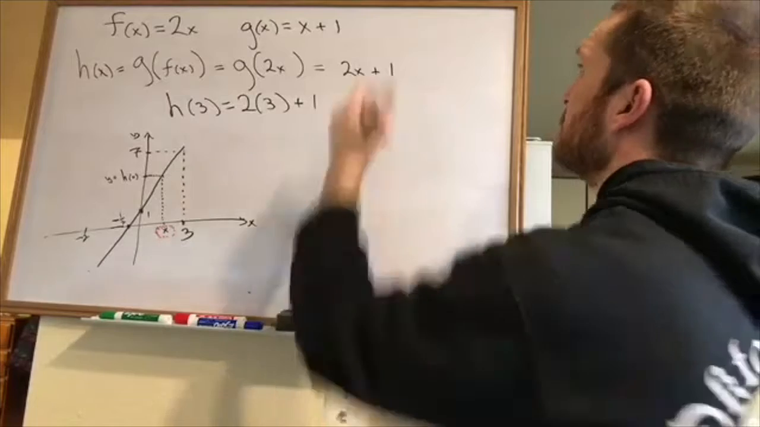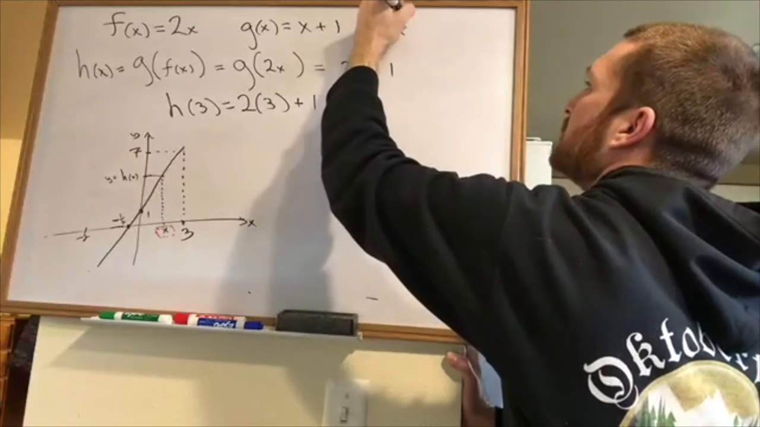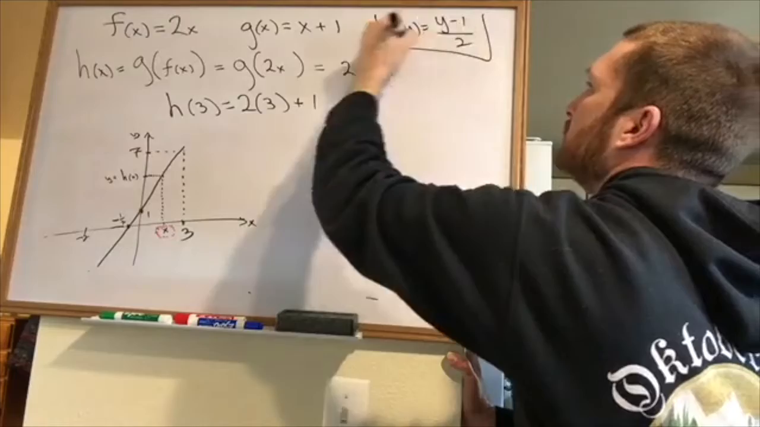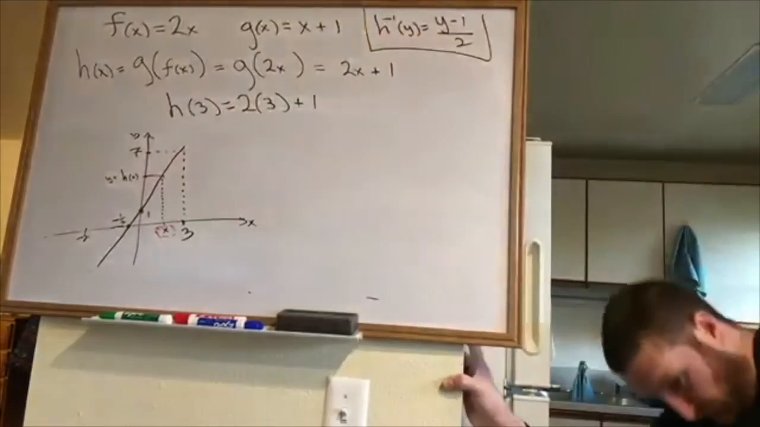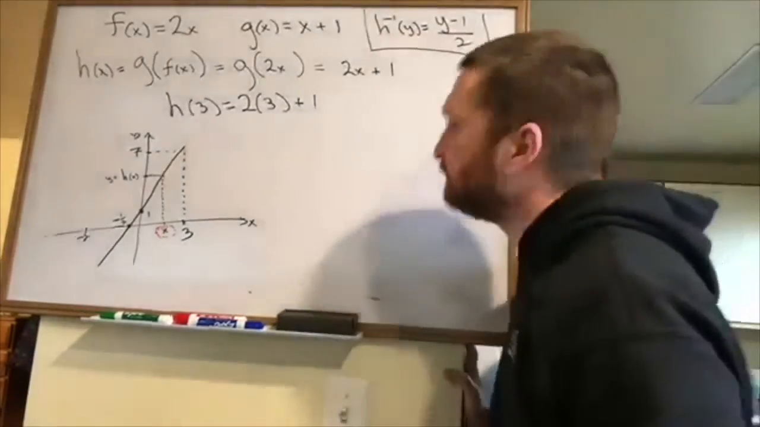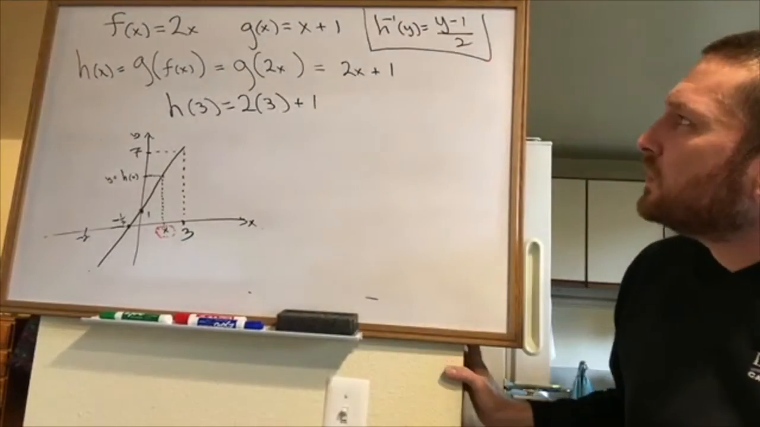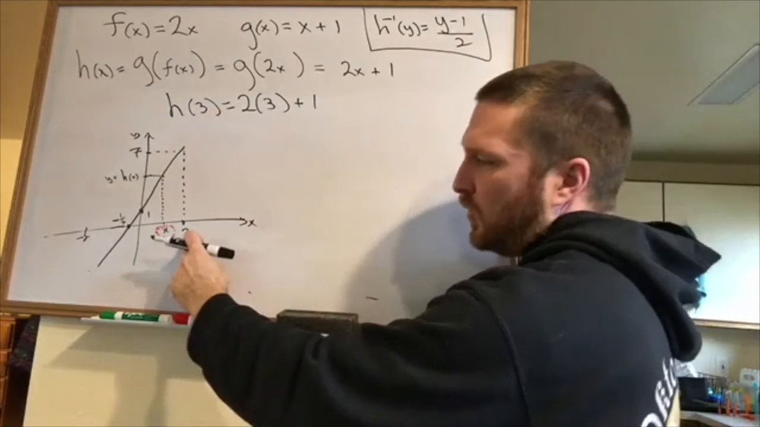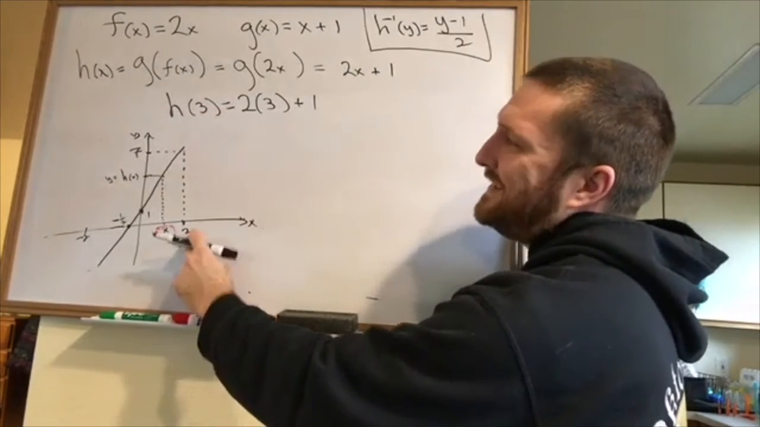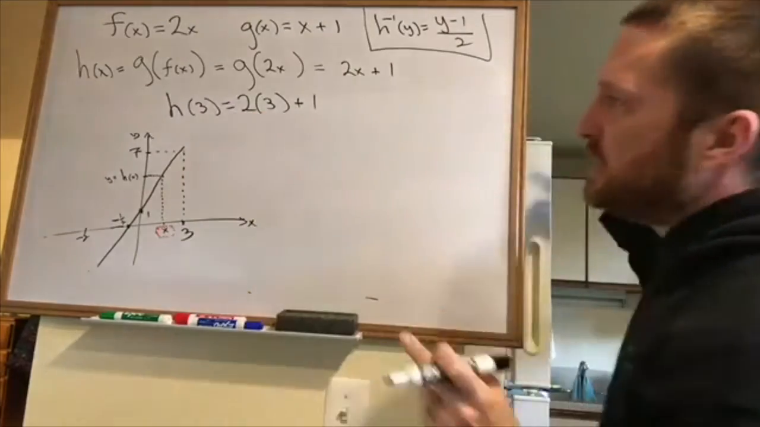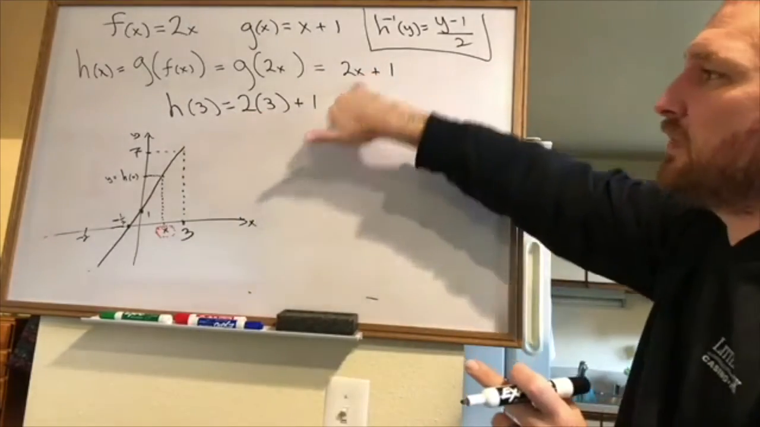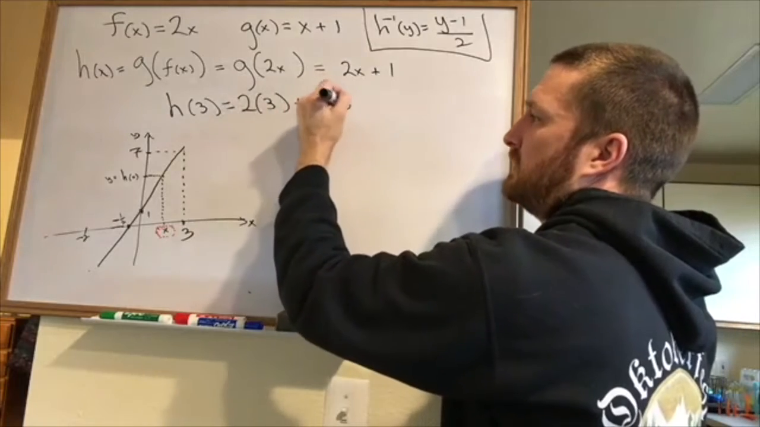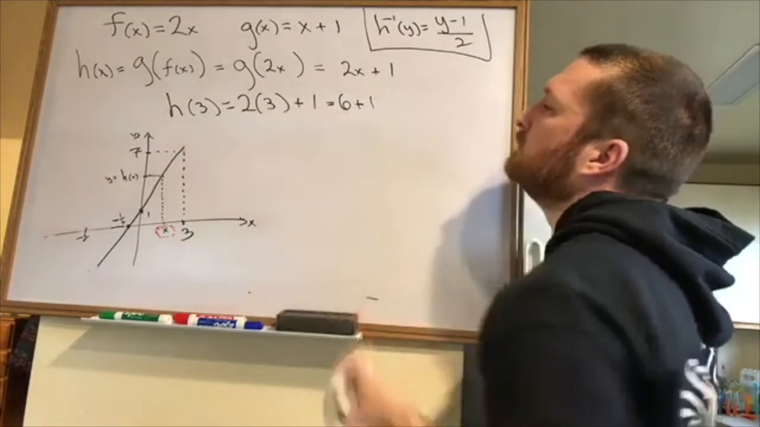Oh, we had the inverse, h inverse of y is y minus 1 all over 2. All right. So we have a function and an input. We're plugging in a 3 into h. h says take your input and multiply it by 2, which is what we do first. That gives me a 6. Then it says we add a 1.